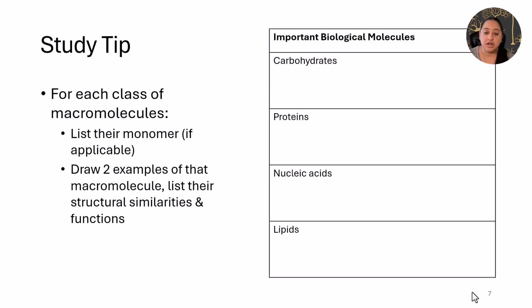As we talk about these different classes of molecules, here is a study tip from the textbook. For each one, list their monomer, then draw 2 examples of that macromolecule and list how they are similar to each other. Why are they both part of that kind of macromolecule? And then what do they do? That can help this information stick. It really does help to be able to draw things out yourself and put these things in your own words.